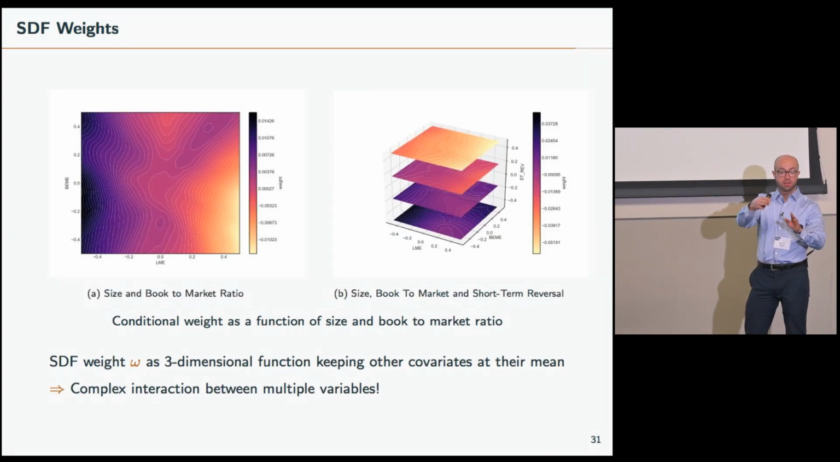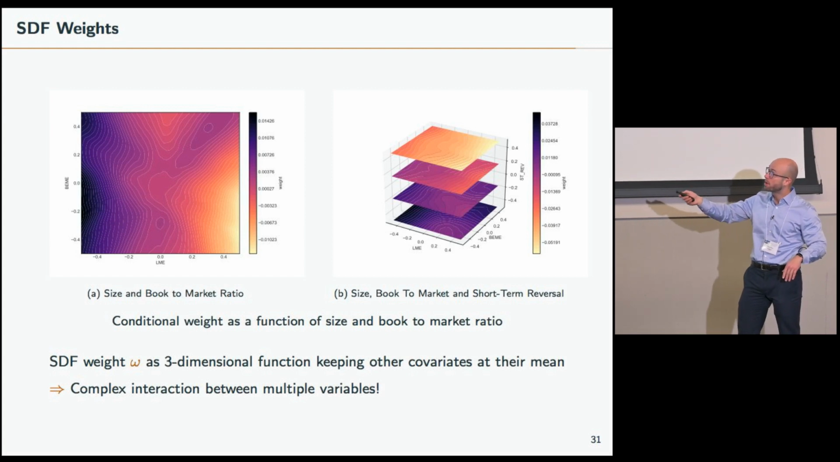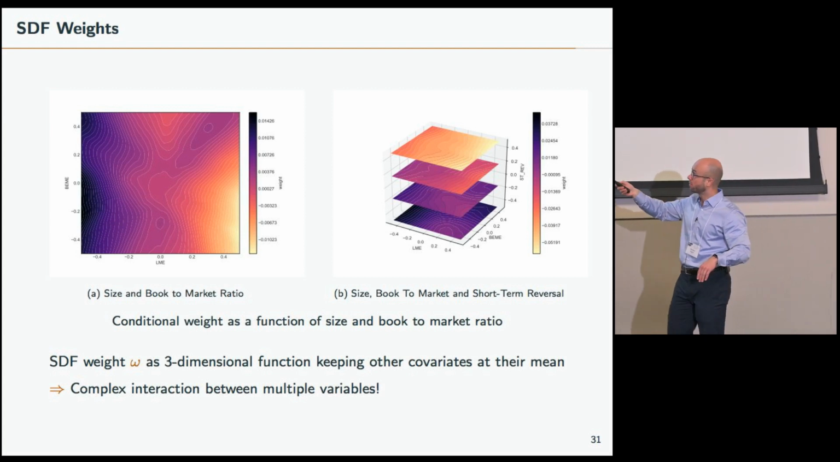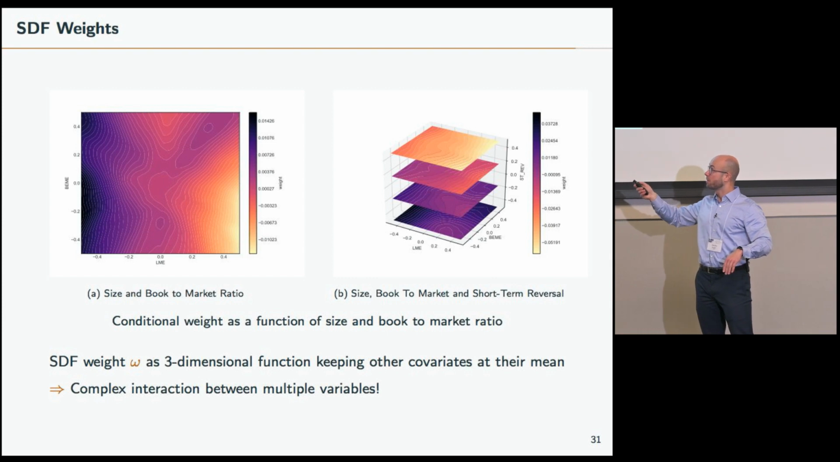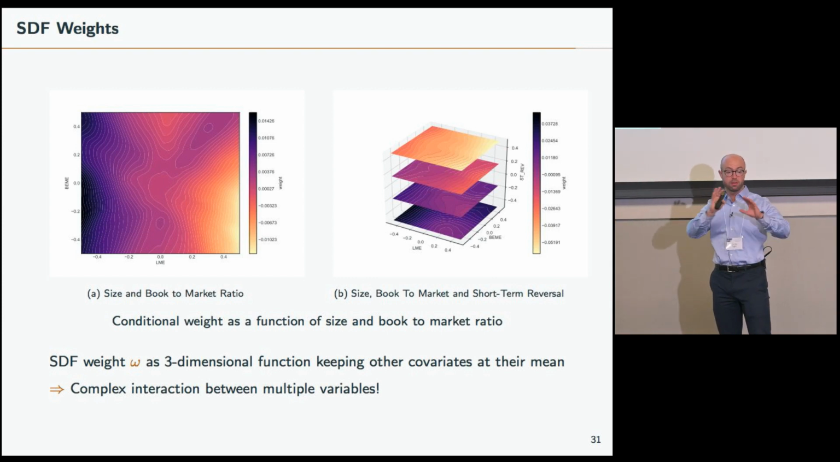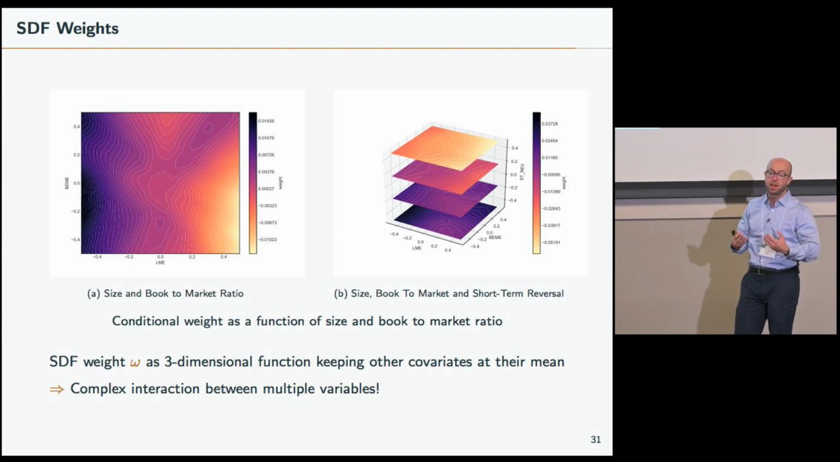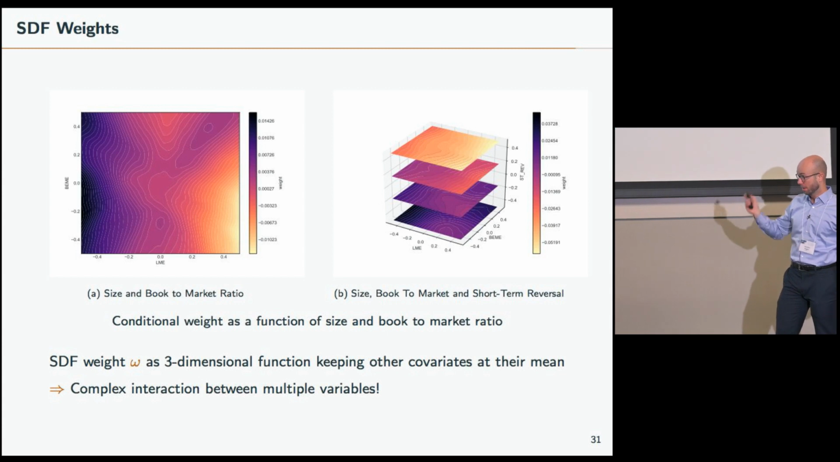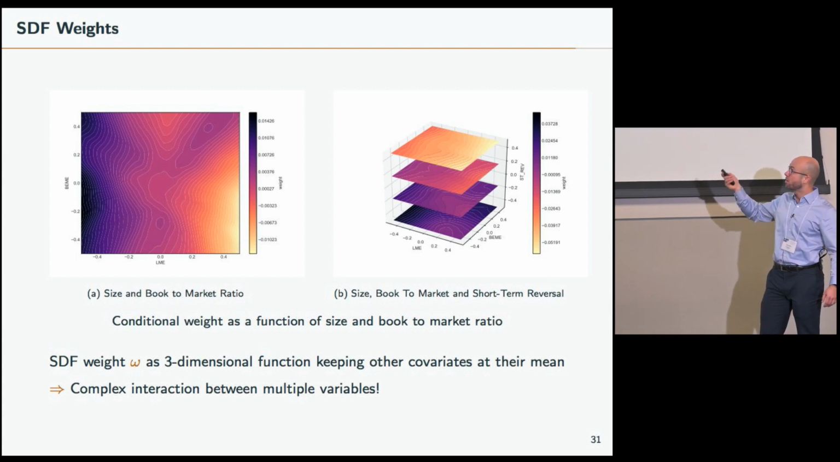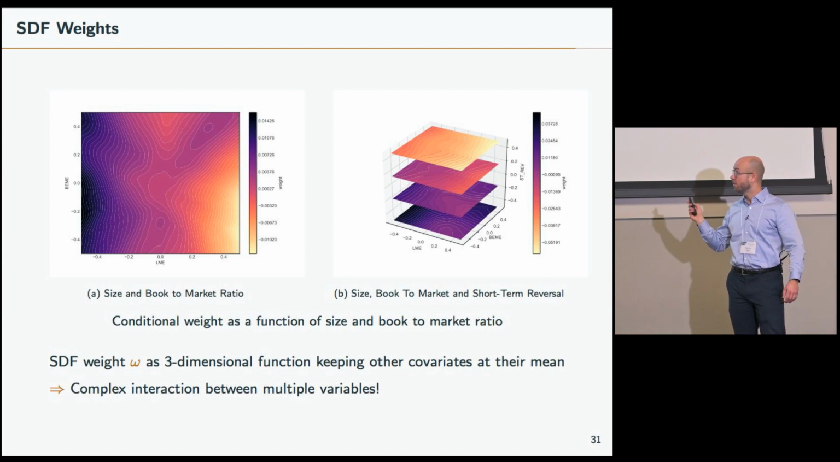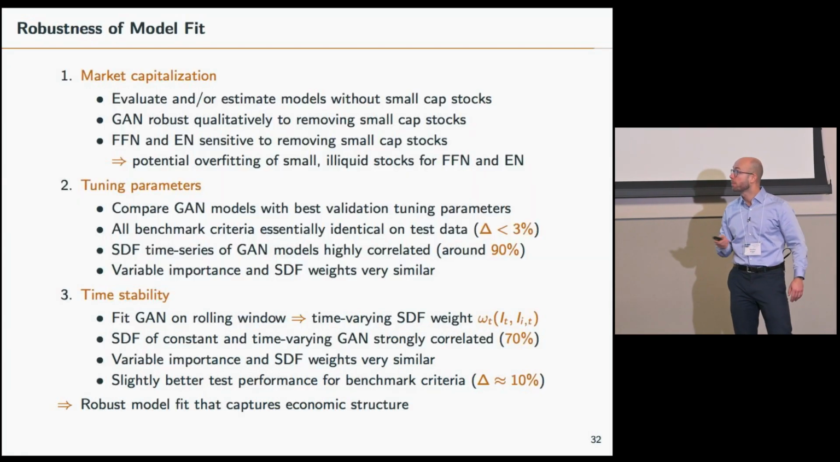Instead of just giving you these 5 slices, I can show you the completely two-dimensional function of the SDF in terms of size and value. The monotonicity pattern is how you would expect it, what is low and what is high. But there are non-trivial complex interaction effects going on, and that's exactly what we can capture in the data. We can go to interactions of 3 characteristics, and we find even more complex patterns. And we think that is what makes a difference compared to a linear model.